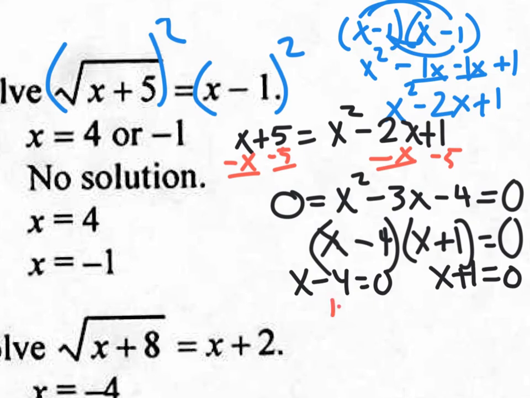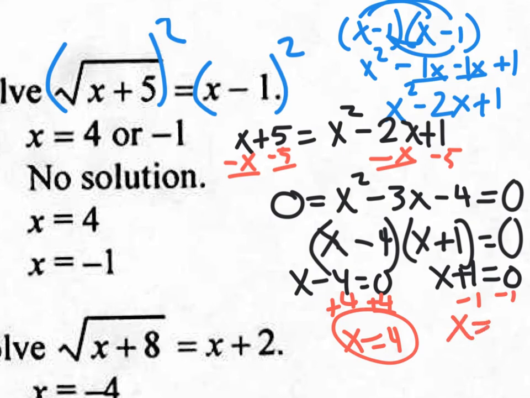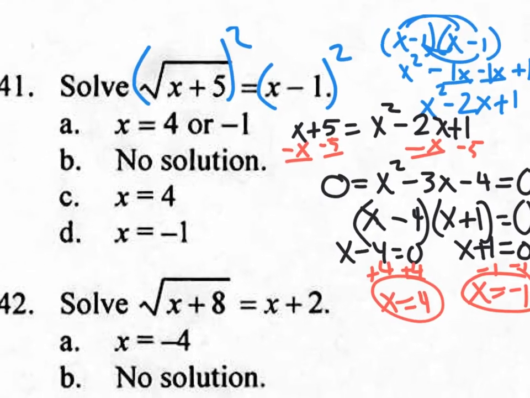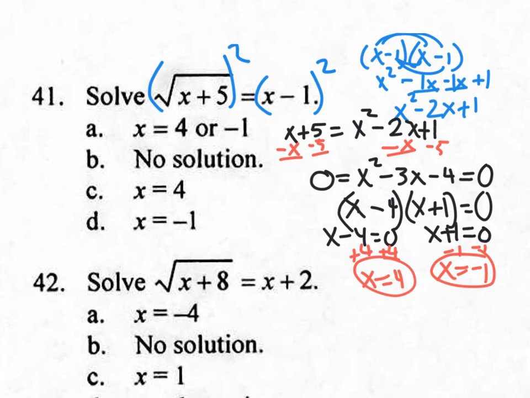When we solve, we add 4 to both sides, and we'll get x equals 4, which is an answer, and then subtract 1 from both sides, x equals negative 1 is another answer. So we have 2 answers, positive 4 and negative 1. However, don't jump right in and say that the answer is A, because it might not work. You have to test both of them.